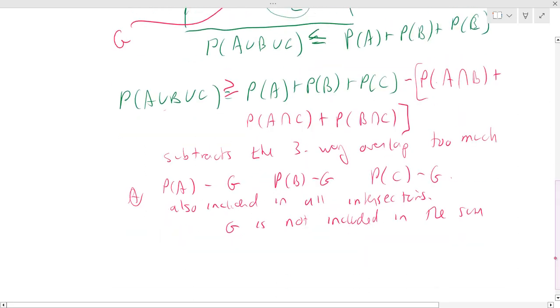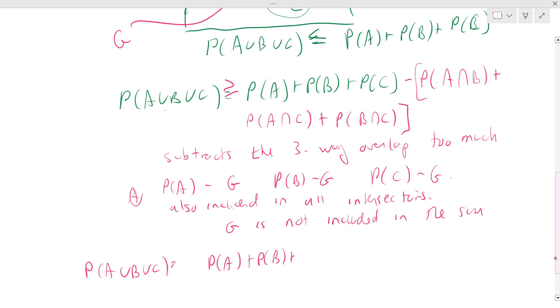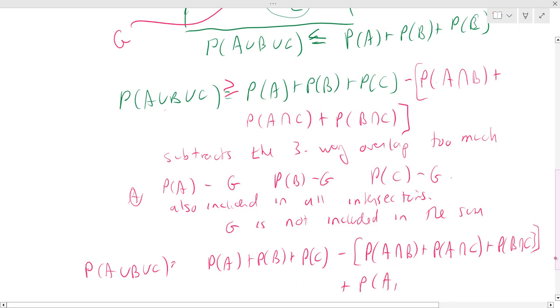So in this case, with 3 sets, I would get P of A union B union C is equal to P of A plus P of B plus P of C. Then I'd subtract the two-way intersections. Okay, I subtract those. Then I would have to add the probability of A intersect B intersect C. Now that works for 3, but suppose I have 4.